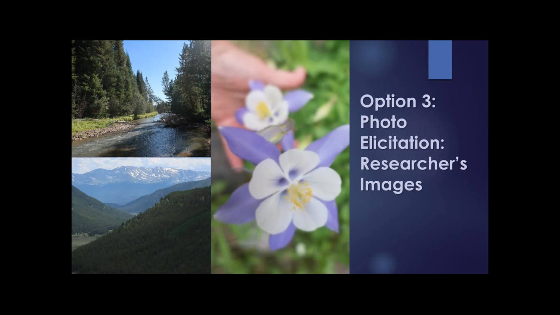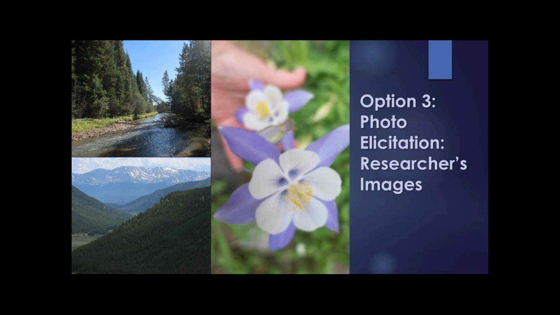So the third option is to start to introduce some other kinds of images. So one way of doing the photo elicitation is that I, as the researcher, am creating images that I'm going to use in the interview or the group. So what might be the advantage of using my own images? Well, if I've taken these pictures or I've drawn these diagrams, I know that I have the right to use them, and I can use them in my publications.